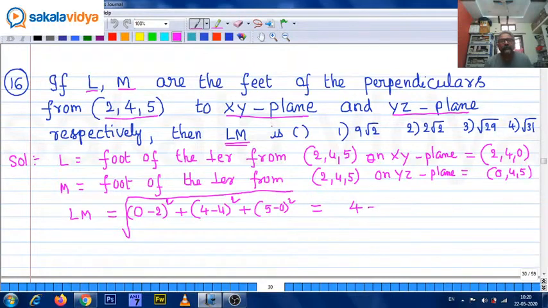Okay, 4 plus 0 plus 25, square root. This will be root 29. So third option. Right, thank you.